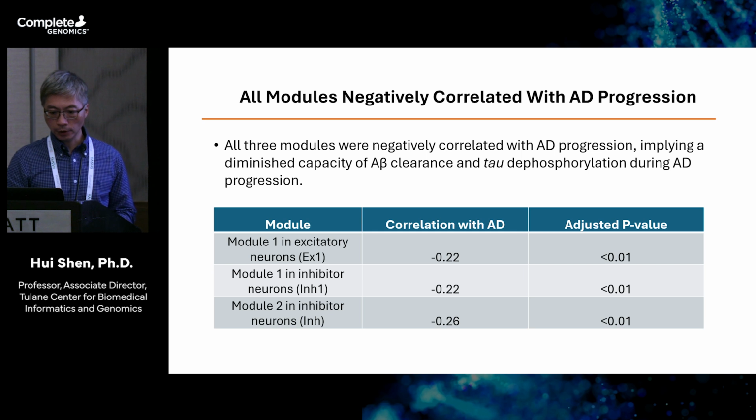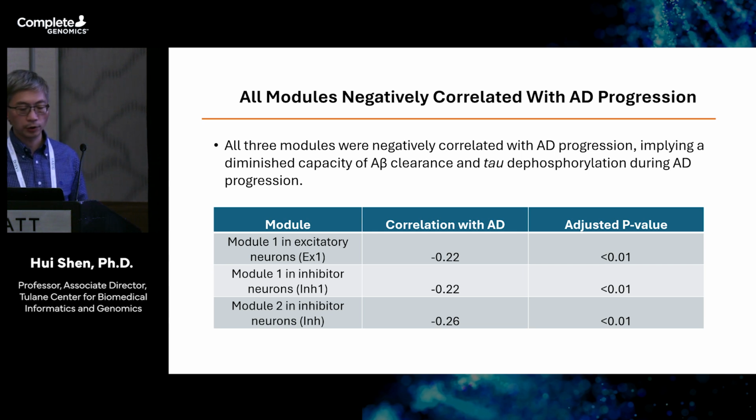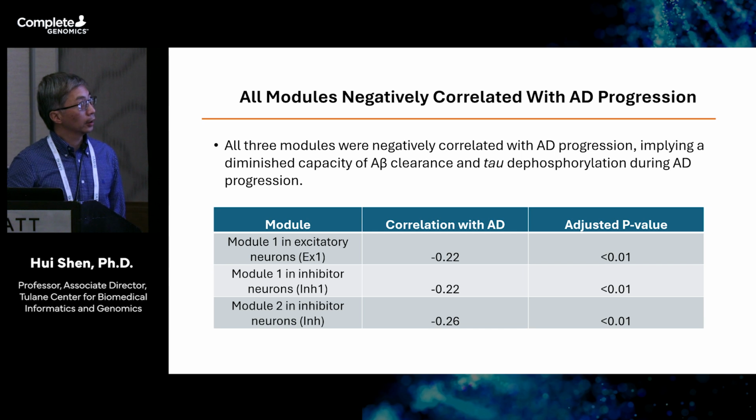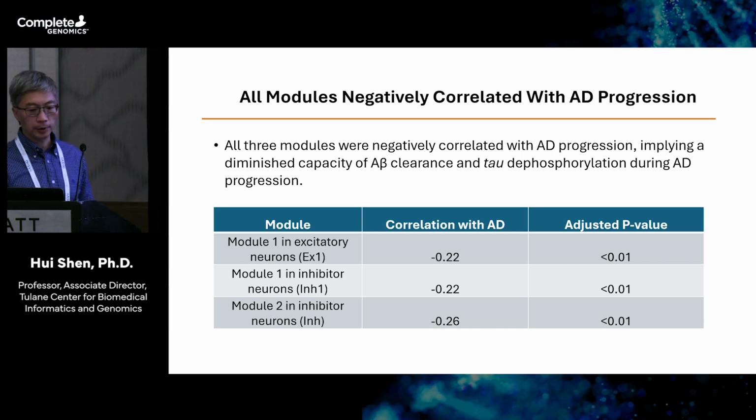We also used these so-called eigengenes to see whether these 3 modules are associated with AD progression. It turns out all 3 modules are negatively correlated with AD, implying again that they are protective against neuron degeneration. The negative association implies a diminished capacity of A-beta clearance and tau dephosphorylation during AD progression.